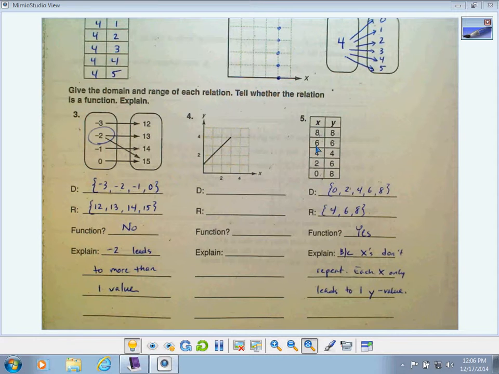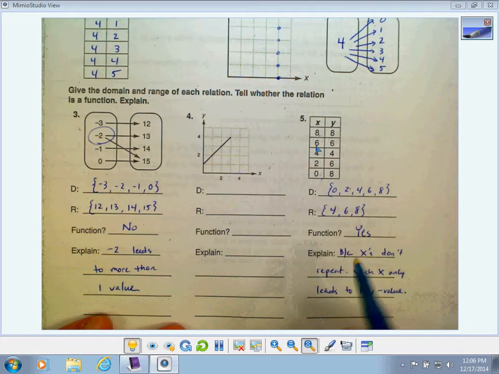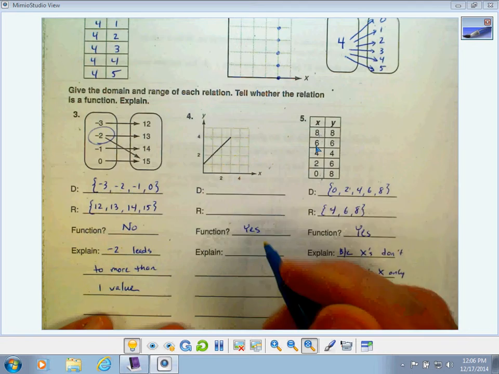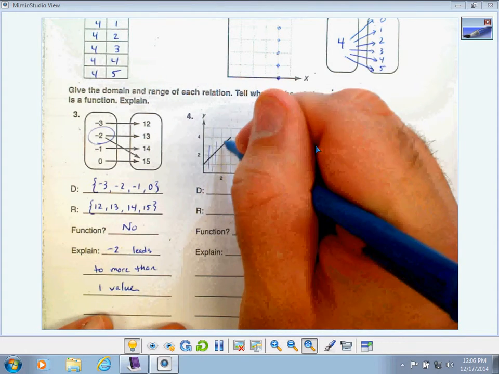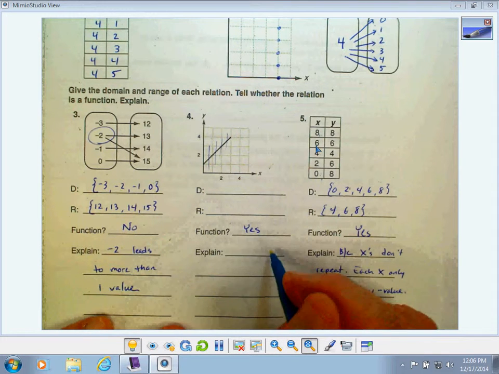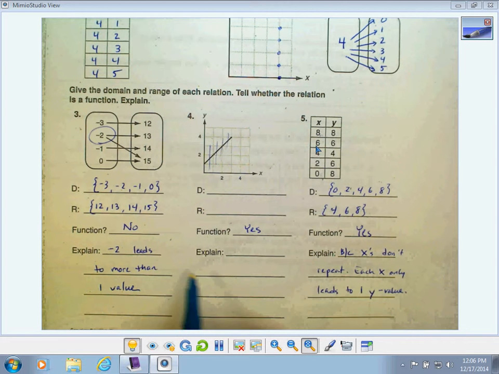Okay, and finally the last one, number 4, is talking about whether or not this one is a function and doing a domain and range. So we have a couple different ways to answer this. But for the function part, I'm going to say yes, and I'll show you why. Because if you draw a vertical line anywhere on this thing, it only touches the line, your graph, once. That's what a function does. And it's the same thing checking a graph as all these other ones. It tells you that the x's only lead to one y.